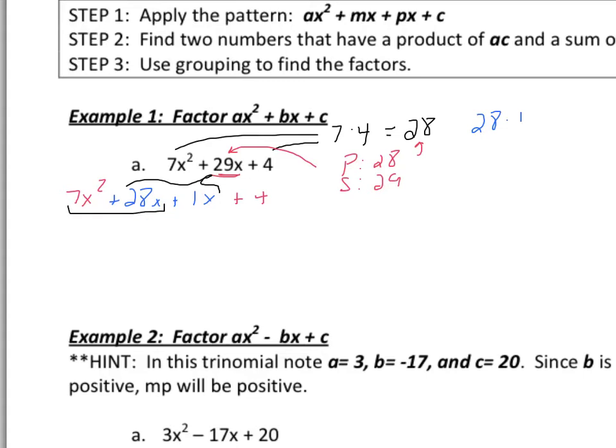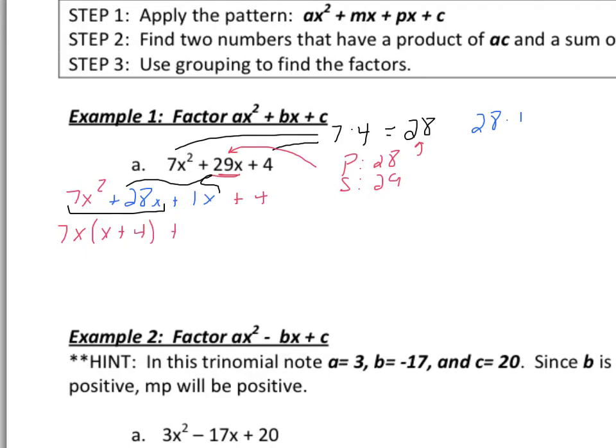So these two first terms we look at and say, what do they have in common? The greatest common factor is 7x. And when we take out a 7x, we get x plus 4. I'm dividing each term by 7x.